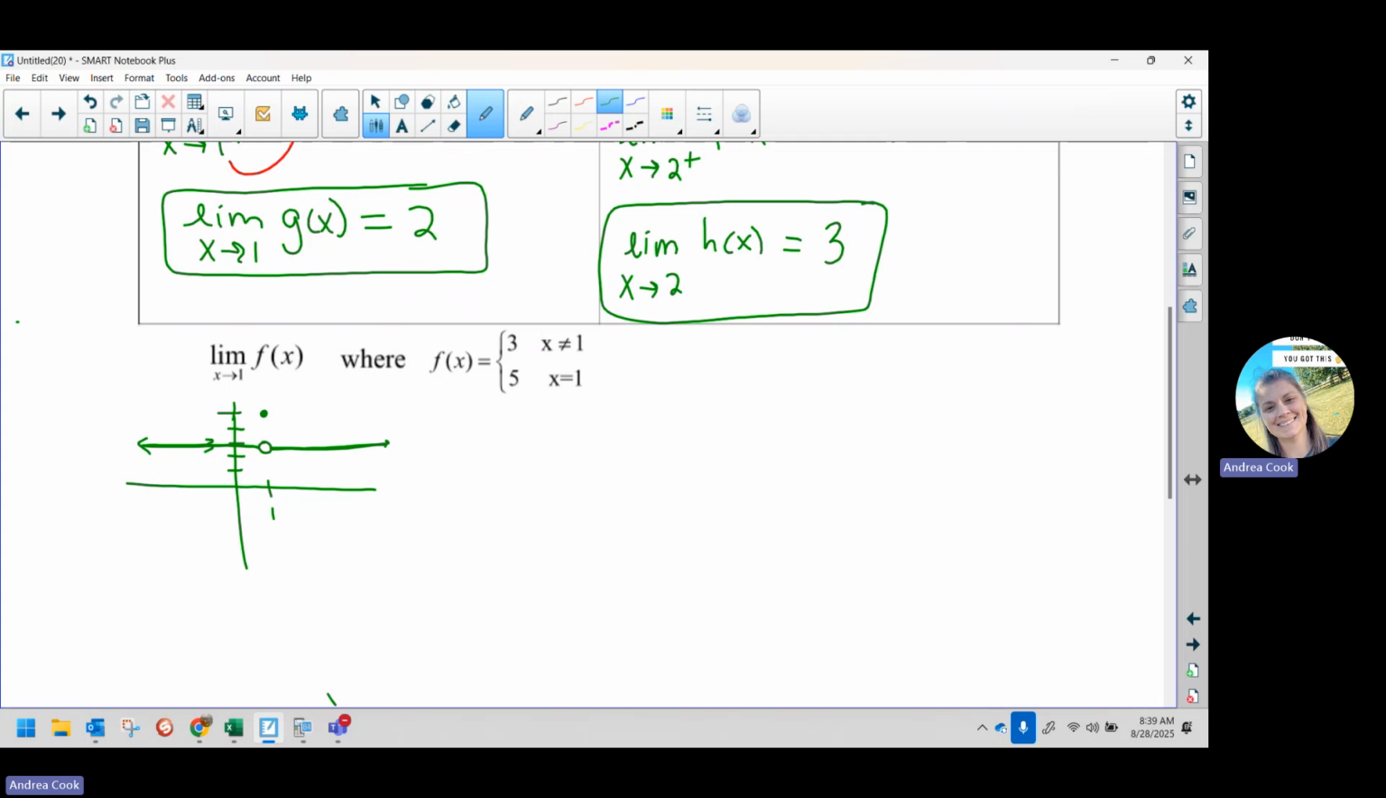So this graph is a horizontal line with a hole in it. And then I have a dot at (1, 5). And I'm finding the limit as x approaches 1 of f of x. So as I approach 1 from the right and 1 from the left, what y value am I approaching? 3. So that limit would be 3.